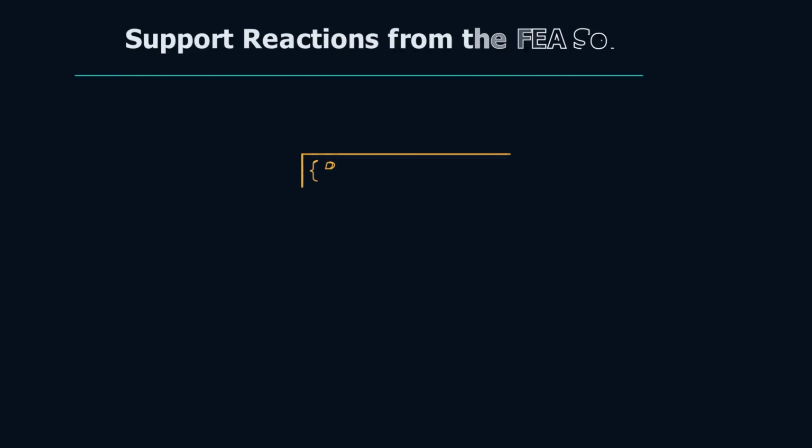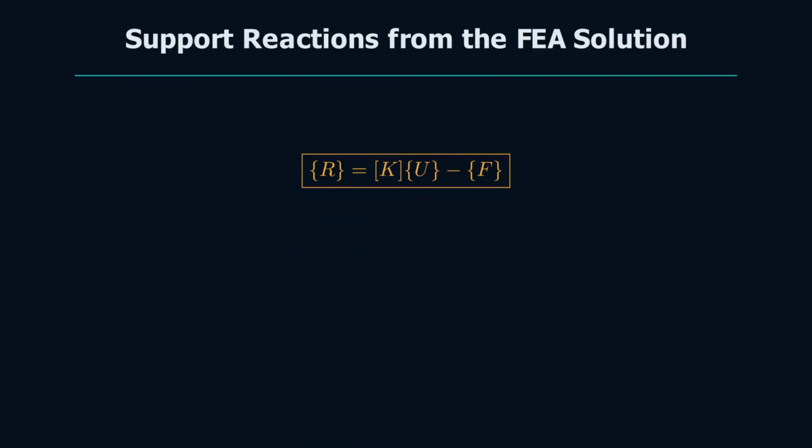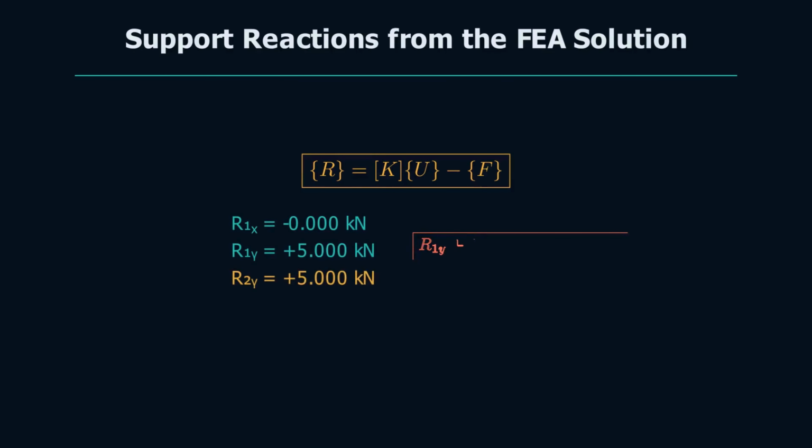The support reactions are recovered from the original global equation after the displacement solution is known. The horizontal reaction at node 1 is 0. The two vertical reactions are 5 kilonewtons each.